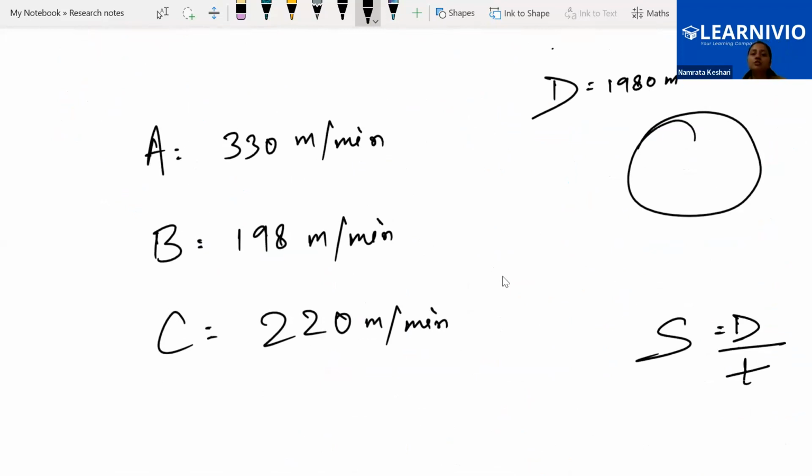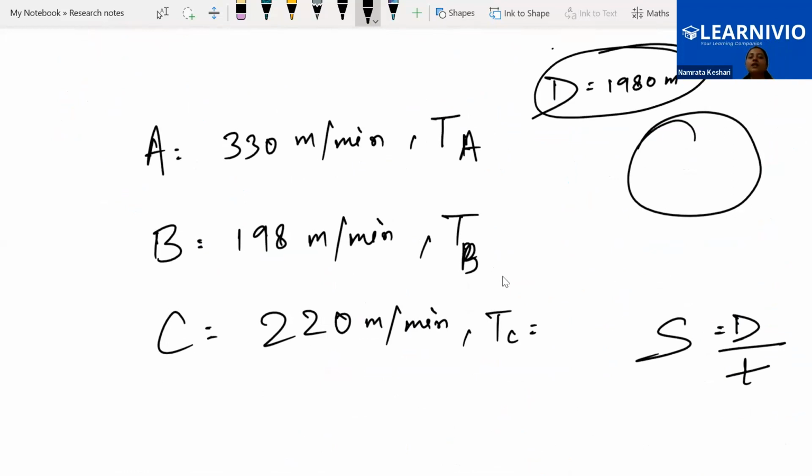So from here, first we will find the time for the first one, time for the second one. Okay, time for A, time for B, time for C. And then we will be finding the LCM. Getting it? What is the distance? For each and every case, the distance is 1980 only. Are you getting?